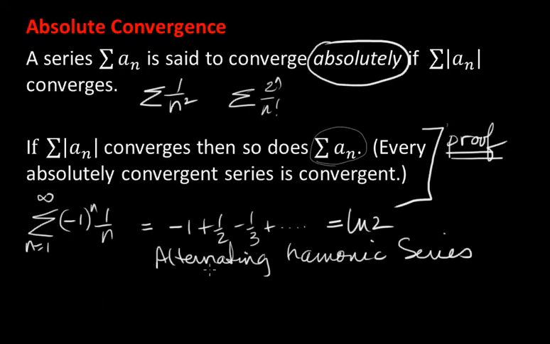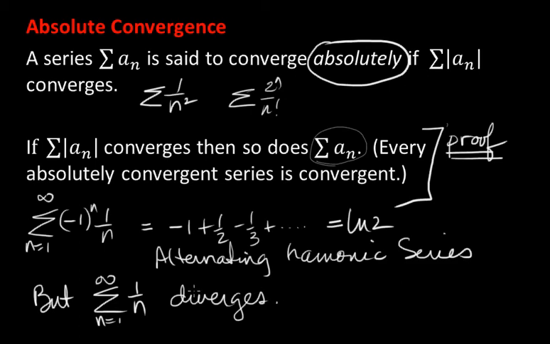So the alternating harmonic series converges to the natural log of 2, but if we put absolute value signs on that, we would have the harmonic series, and we know that the harmonic series diverges. So it is very possible for this series to converge, but not absolutely. This is called conditional convergence, and we are not going to look at too many of those examples.